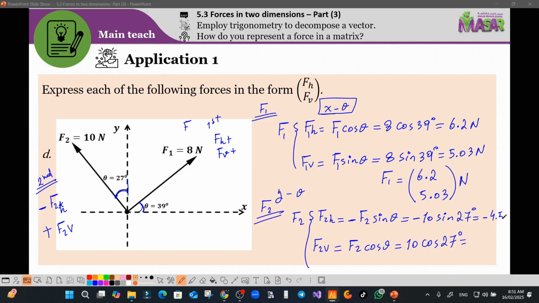Minus 4.5 Newton and 8.9 Newton. So in matrix notation, this is F2, written as 4.5 and 8.9 Newton.